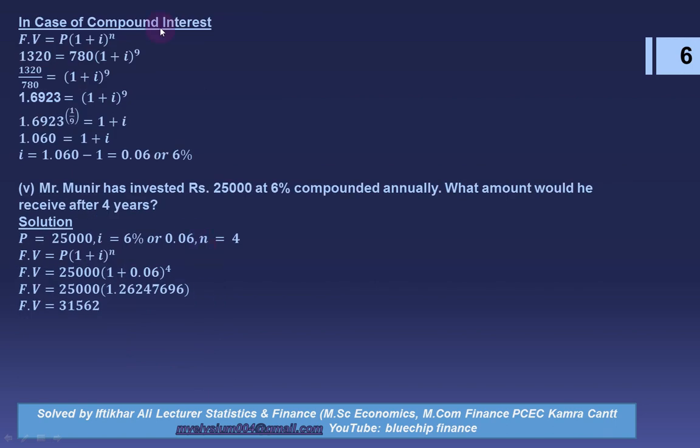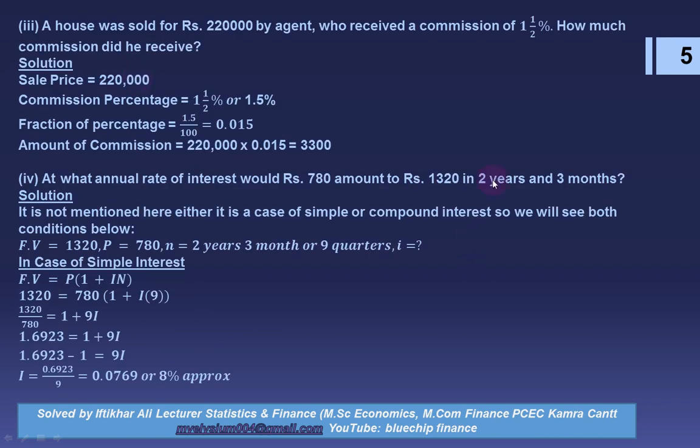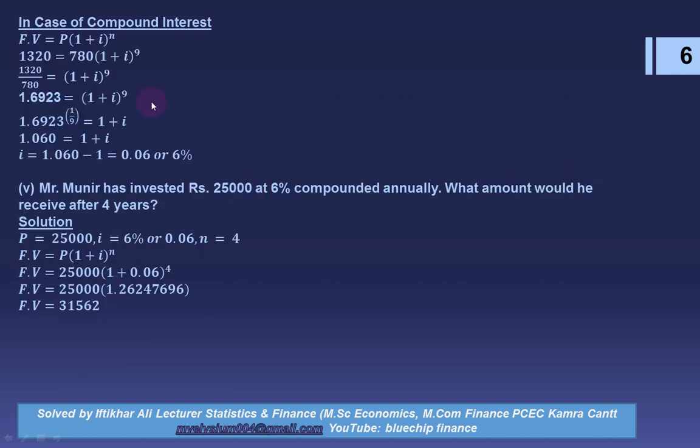And in case of compound interest, formula for future value equals P multiplied by (1 plus I) raised to power n. Future value is 1320. Principal is 780. Interest is missing. And n is 9, because we are taking it as quarterly. In 2 years, there are 8 quarters and 1 quarter for these 3 months, so n will be 9. Finally, after solving it, the interest rate will be 6%.